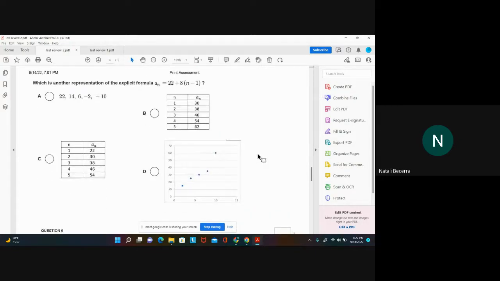Which is another representation of the explicit formula. So I have 22 plus, so I have to find the first term. So everywhere I see an n, I'm going to plug in 1. A1 equals 22 plus 8 parentheses 1 minus 1. Remember, I'm not putting n anymore. I'm putting 1. Let's calculate this. 22 plus 8. 1 minus 1 is 0. So A1 equals 22 plus 8 times 0 is 0. And then 22 plus 0 is 22. So I should have 22 for the first one.